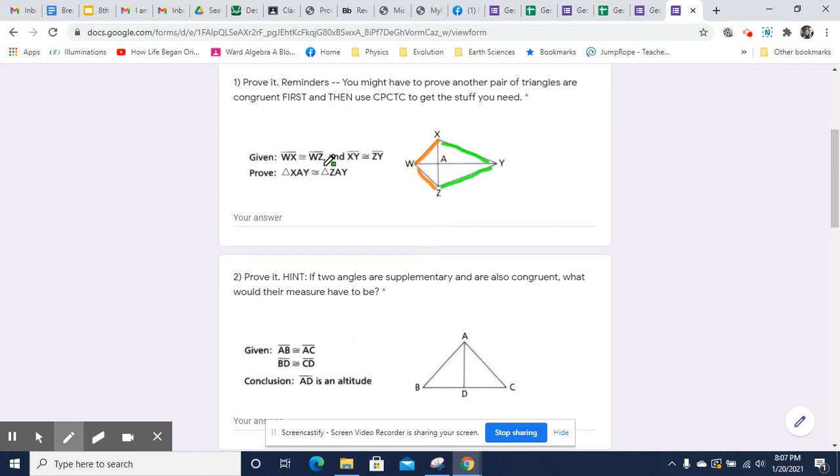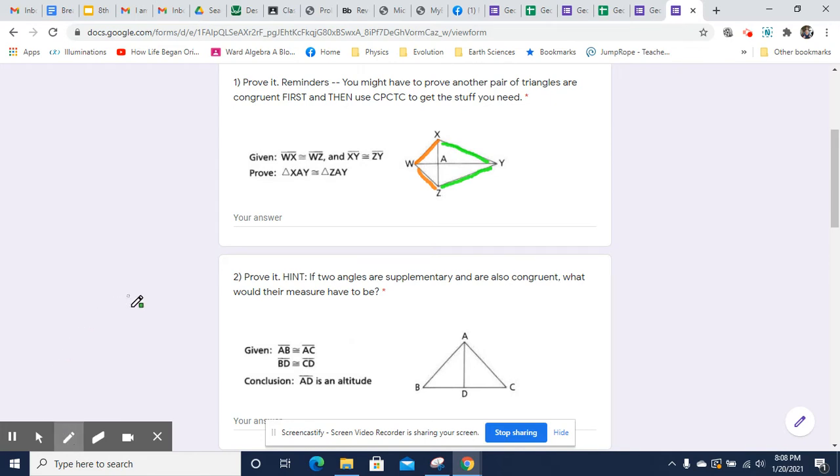Now, we're supposed to prove that this triangle is congruent to this triangle. And here's what we need. We're going to have to prove another pair of triangles congruent first. That's the hint. That's what makes this a detour problem. We're going to have to go on a detour of proving another set of triangles in order to get the information that we need to prove these triangles are congruent.